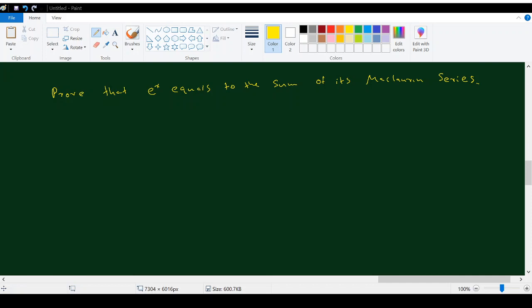Now let's do some examples. Here we are going to prove that the function e^x will have a Maclaurin series, right? Like we are going to prove the existence of a Maclaurin series for this function.